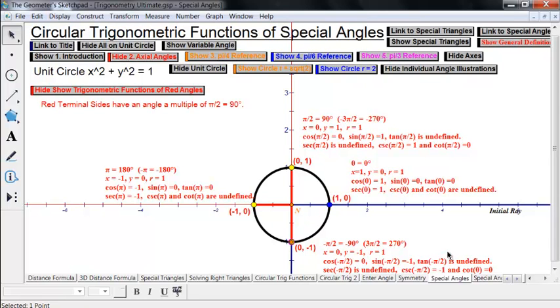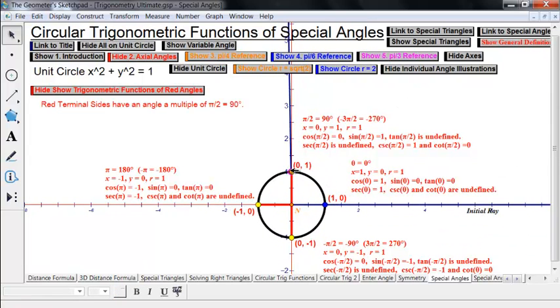So tangent's undefined when the x is 0, x is the cosine, and then the cotangent will be 0 in that case. So when cosine is 0, secant's going to be undefined because that's r over x, which is 1 over 0, which is undefined. We cannot divide by 0. When sine is negative 1, cosecant is going to be the same. So notice when sine or cosine is 1, its reciprocal function, cosine and secant, are both 1. Sine and cosecant are both 1 up here.